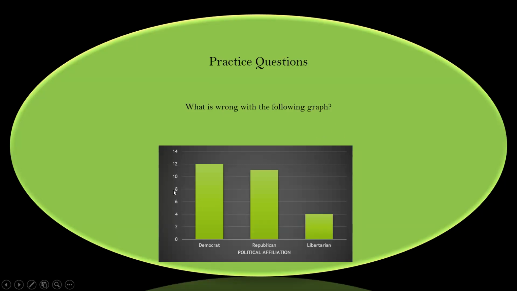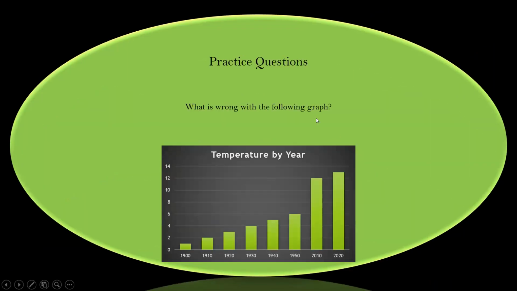What is wrong with the following graph? I have not labeled my y-axis, so I don't know what it is about Democrats, Republicans, and Libertarians that I'm trying to convey. What is wrong with the following graph? And this is where we've skipped all that data. So where is 1960, 70, 80, 90? So we're missing 60 years of data. It's giving the reader the illusion that we've got a sharp spike.